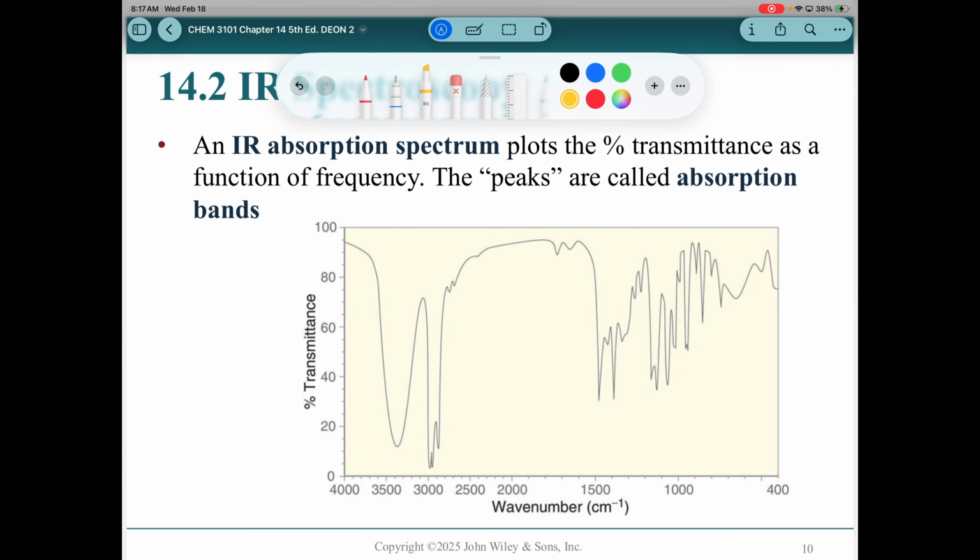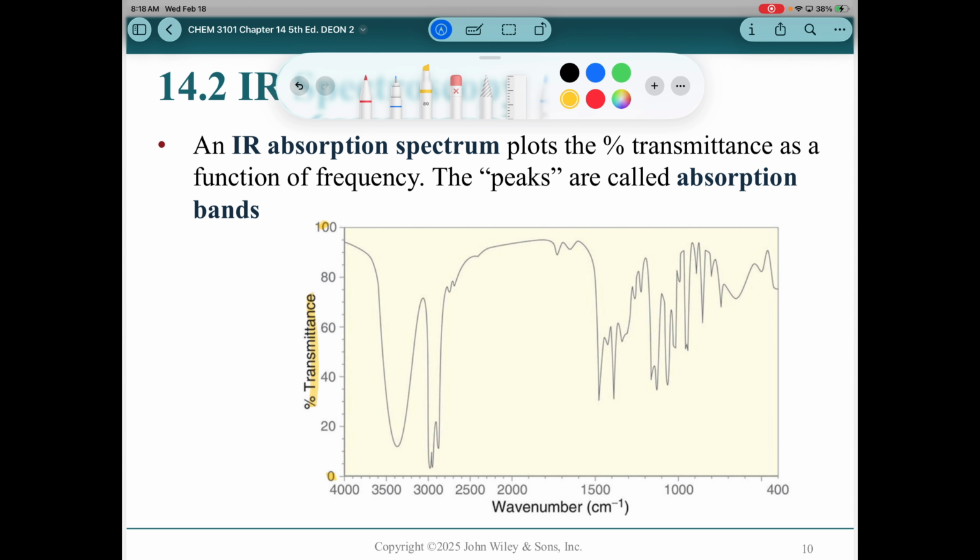So you don't have to prepare these elaborate samples like we used to. Okay. So here is an IR absorption spectrum. So this is what an infrared spectrum looks like, and we're going to look at a lot of these today. So you can see it plots the percent transmittance, so you have from 0 to 100%.